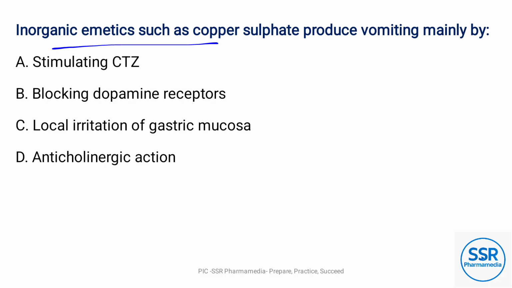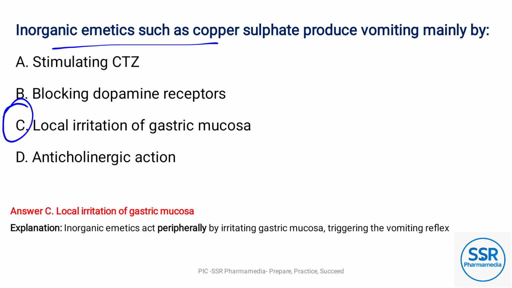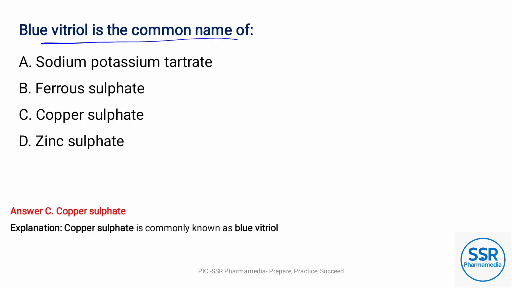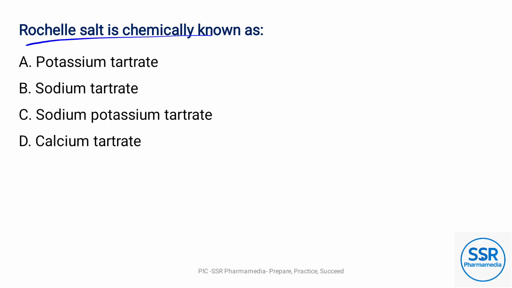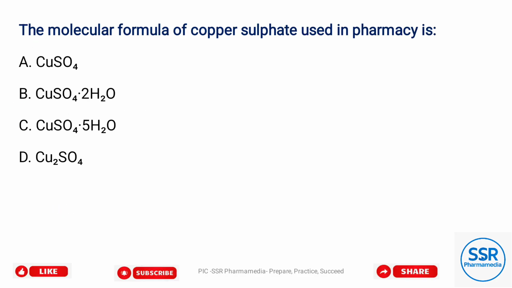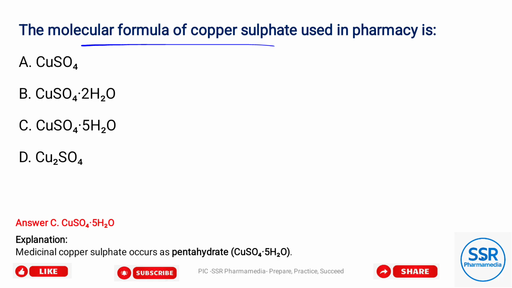Inorganic emetics such as copper sulfate produce vomiting mainly by, option C, local irritation of gastric mucosa. Blue vitriol is the common name of, option C, copper sulfate. Rochelle salt is chemically known as, option C, sodium potassium tartrate. The molecular formula of copper sulfate used in pharmacy is, option C, CuSO4.5H2O.